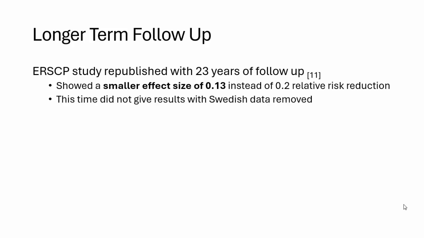This time they did not give the results with the Swedish data removed, so it's hard to know if the other 6 sites really agree with the Göteborg Swedish data this time around. The results were still only statistically significant for that subgroup of 55 to 69.